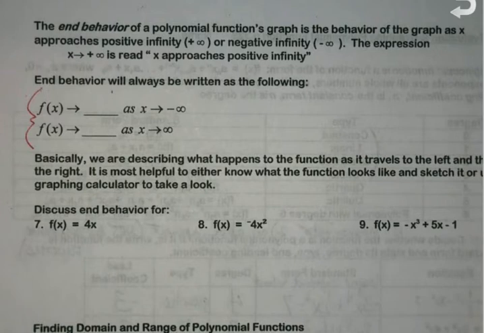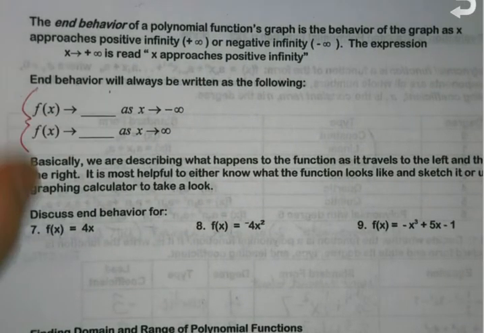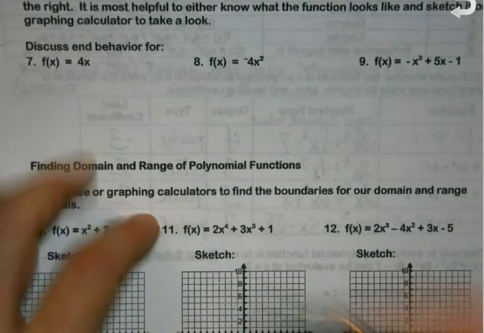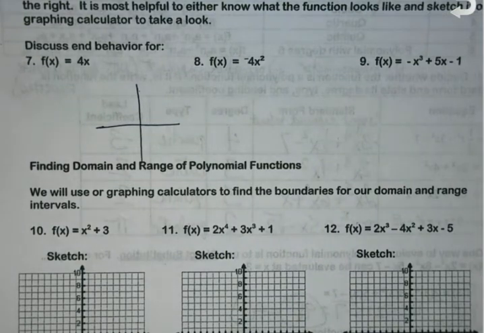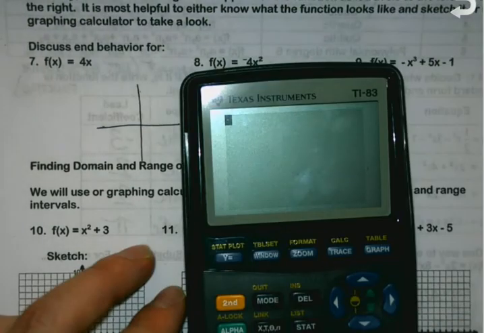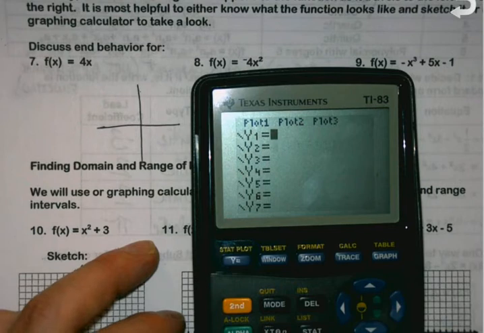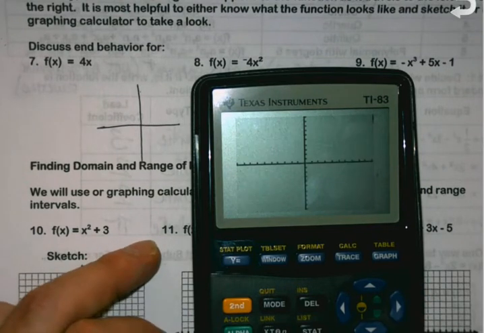Now let me explain what this is going to be like so you can see how this works. I like to draw pictures on these. Now, again, if you have the calculator, you don't have to worry about it as much. But for instance, discuss the end behavior for f of x equals 4x. Okay, if I were to make just a quick sketch of this graph, I have a pretty good idea what it's going to look like anyway. So if I went to y equals, figured out anything that's there, and I just typed in 4x, graph. I know it's going to be a straight line.